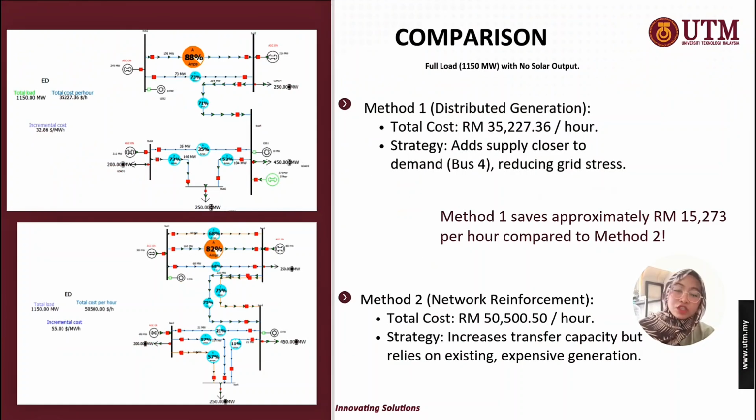Now we're going to look at the financial reality of these two solutions. In this slide, I'm going to compare the total hourly operating cost for both methods under the worst case scenario, full load with zero solar output. On the upside, we have method 1 where we add the generator, and the cost is approximately 35,227 per hour. And on the downside, we have method 2 where we added the transmission lines, and the cost jumps significantly to 50,500 per hour. So why is there such a massive gap of over 15,000 every single hour? It comes down to efficiency.